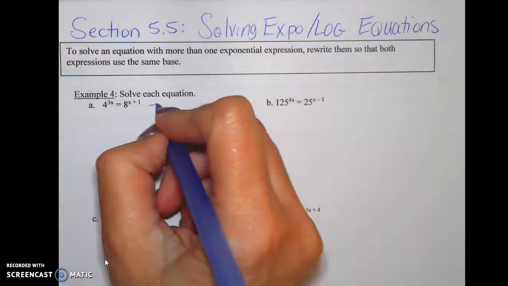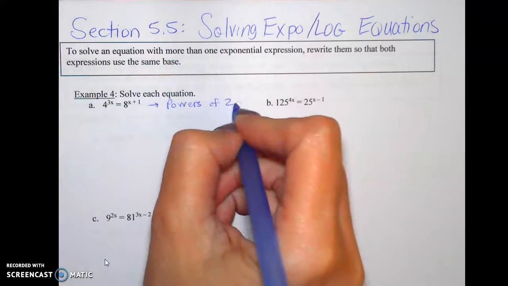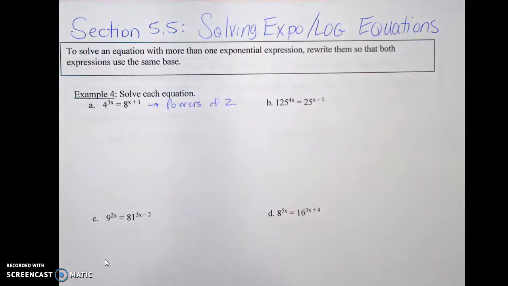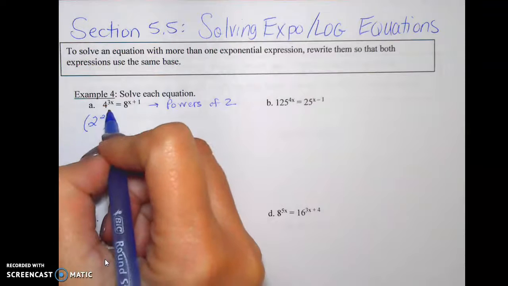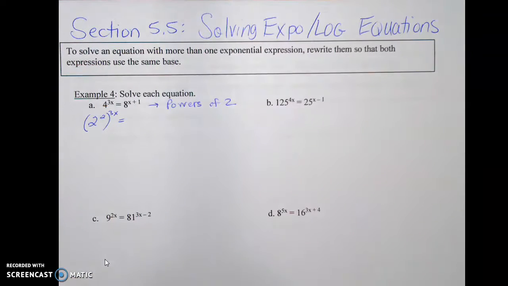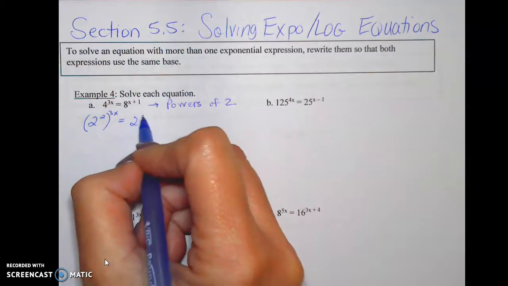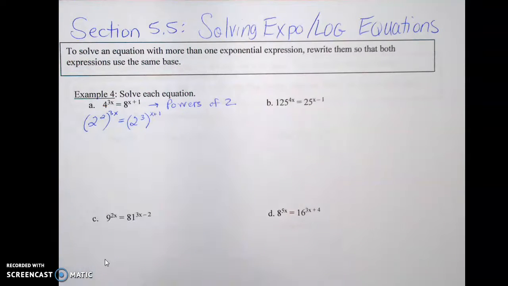So here we're considering powers of 2. So we're going to rewrite 4 as 2 squared. I'm going to keep that 3x that's there. And we're going to rewrite 8 as 2 cubed. And we're going to keep the power that's there. So that's your first step.